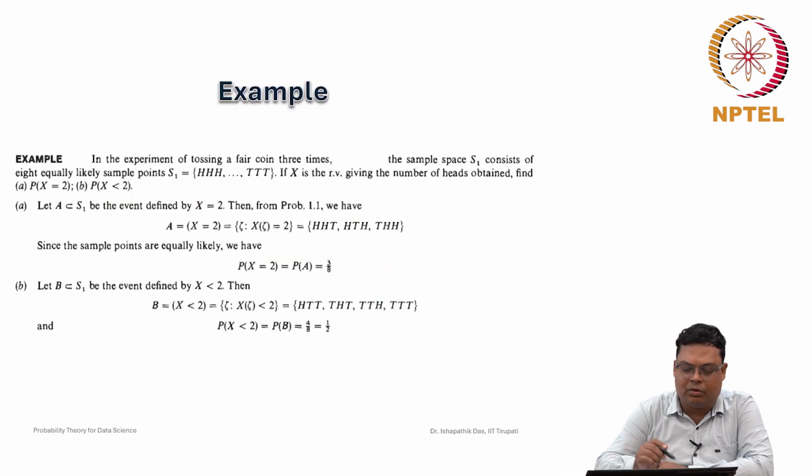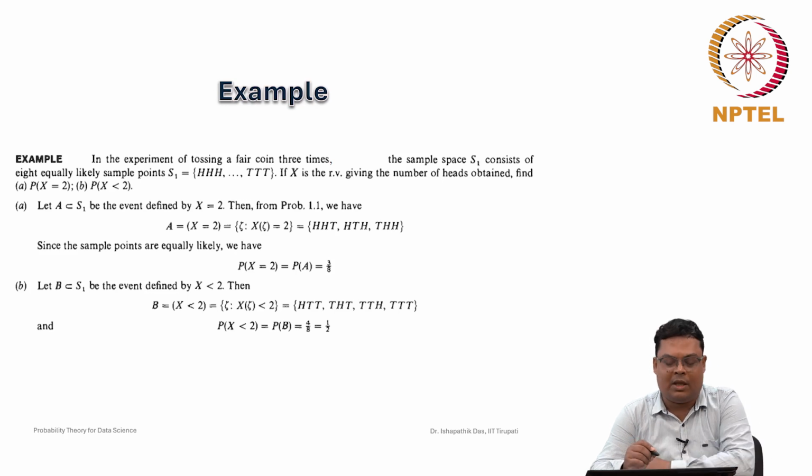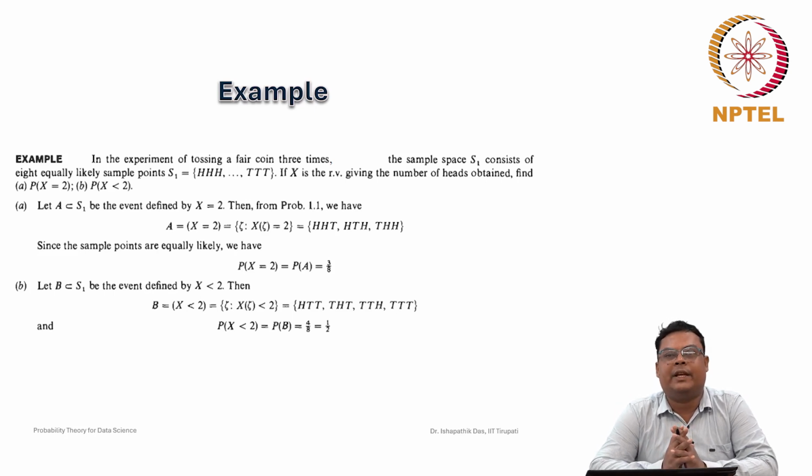So, another numerical example is given here. In the experiment of tossing a fair coin 3 times, the sample space S1 consists of 8 equally likely sample points. S1 is equal to this. A fair coin means the coin is unbiased, so both head and tail are equally likely, and the probability of head is half. We will consider that.